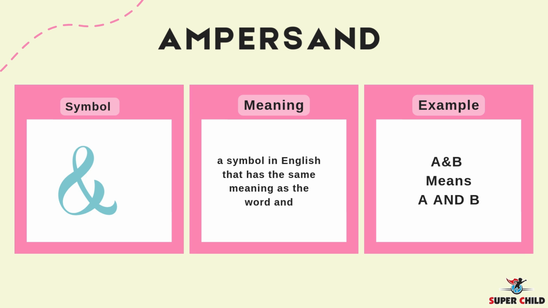Ampersand, a symbol in English that has the same meaning as the word 'and'. For example, A & B means A and B. The symbol is this sign.